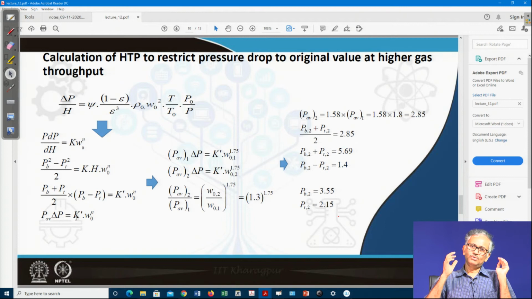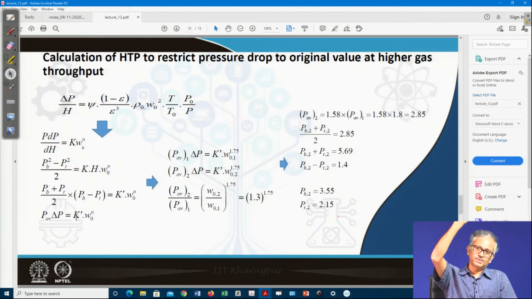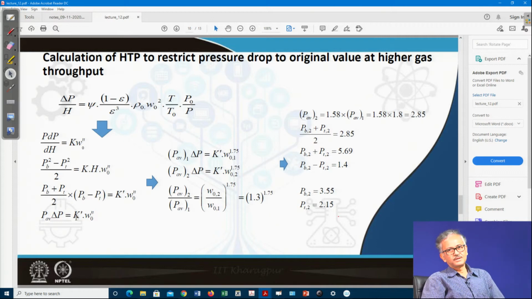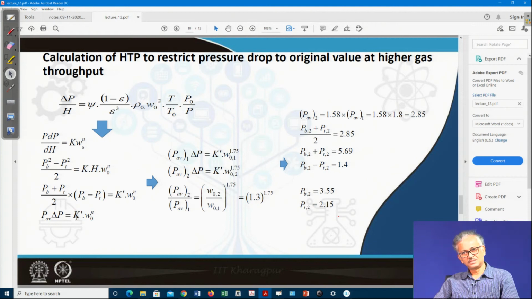Suppose you want to increase the blast rate by 30%, 40%, whatever it may be, but you do not want to increase the pressure drop. Then what is the top pressure you need? You can simply calculate that using this formula. The top pressure is obviously a remedy: if you increase the blast rate, increase the top pressure such that the pressure drop remains constant and does not change. That way you can avoid the channeling. Okay, so this is about the channeling.